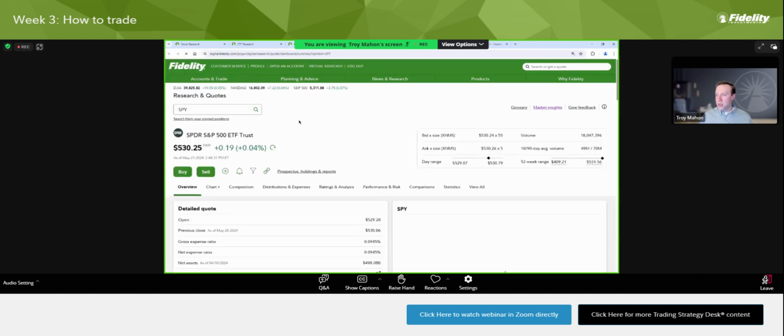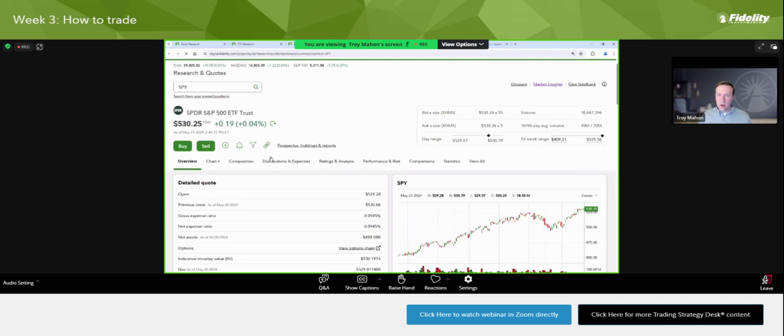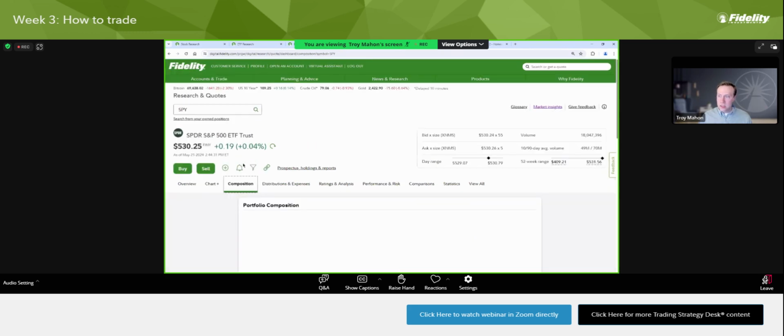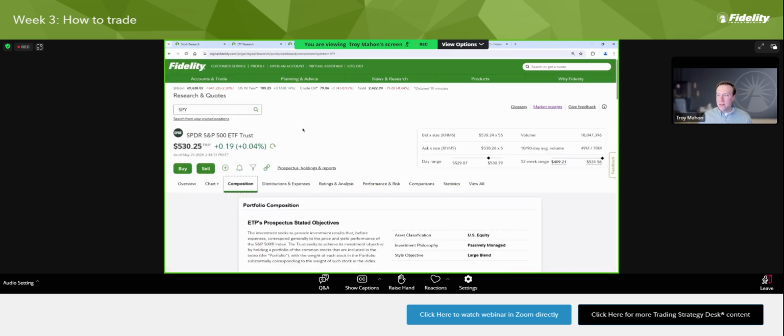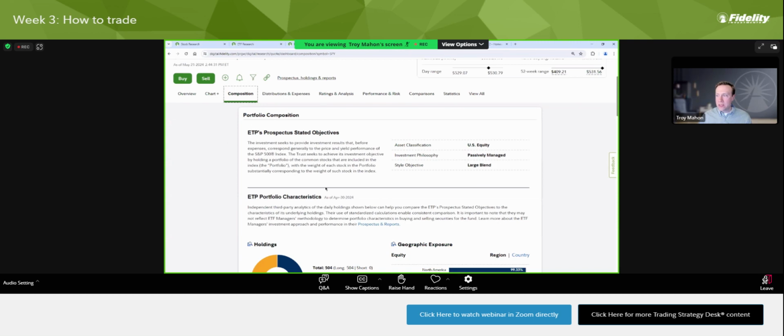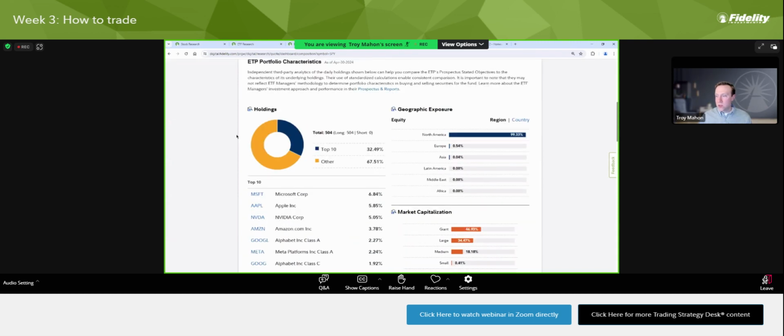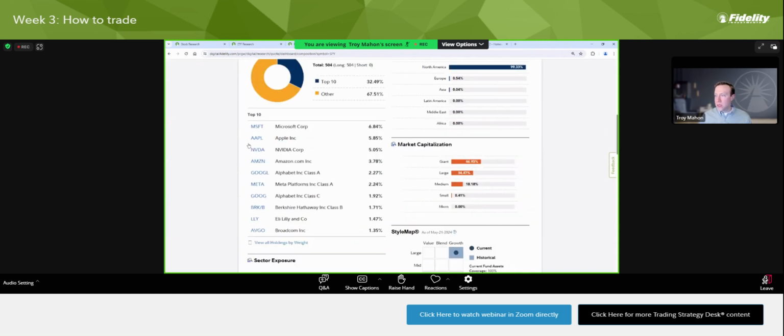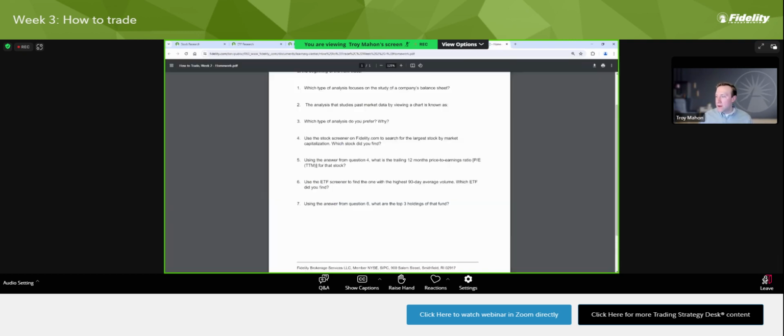And once we click on an ETF or a stock, this is going to be where we're going to do most of our fundamental research in terms of looking at these tabs. Let's go to composition. It's going to tell us what's in the fund, what's in the ETF. We can read about its stated objectives, make sure it fits our goals. What are the top 3 holdings? Well, Microsoft is the top, Apple's the second, NVIDIA is the third. So Microsoft, Apple, NVIDIA are the top 3 holdings of that fund. So that concludes the homework.